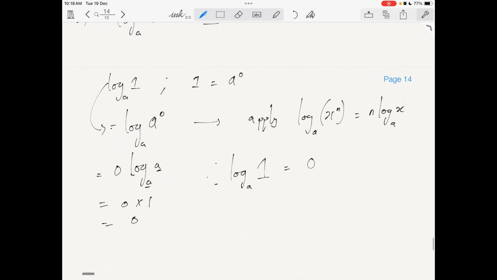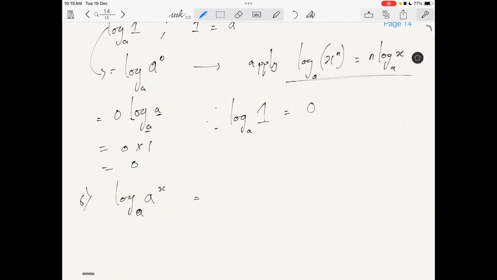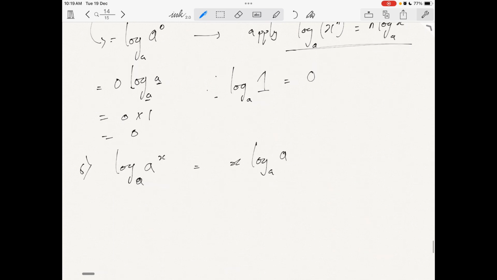So number 6 now. Number 6, we say is log of a to base a, all raised to power x. Now if you apply the same law here, the x comes to the front to give us x log a to base a. In this case, log a base a is equal to 1, so this will give me x. So I'm saying that log a raised to power x to base a is equal to x.